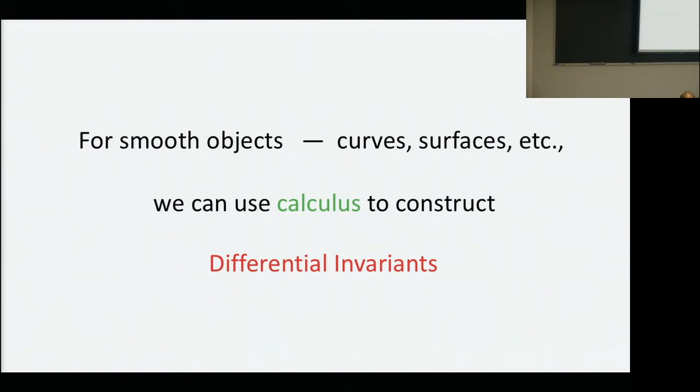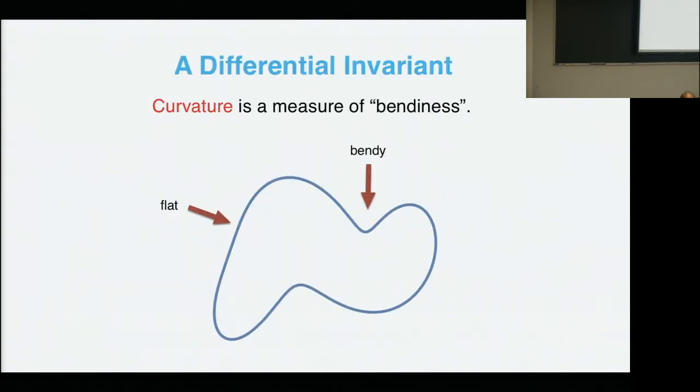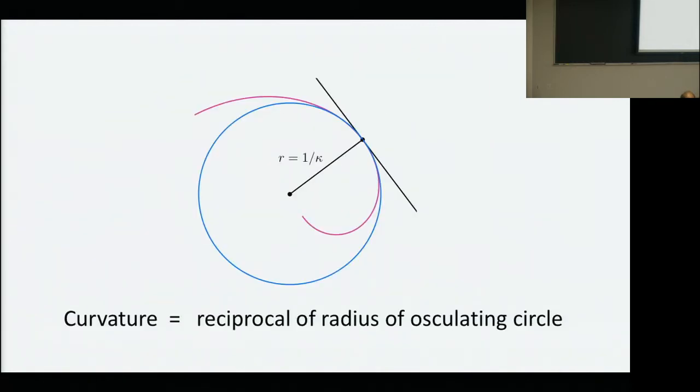So the last topic before I get on to the further applications is I want to talk a little bit about differential invariance. So now I'm going to bring in some calculus. So far it's been pretty much algebra. And we've already heard lots of talks about curvature yesterday, so I don't have to remind everybody what curvature is. It's a measure of bendiness in some sense. It's the reciprocal of the radius of the osculating circle.